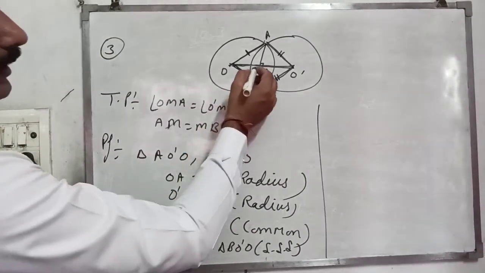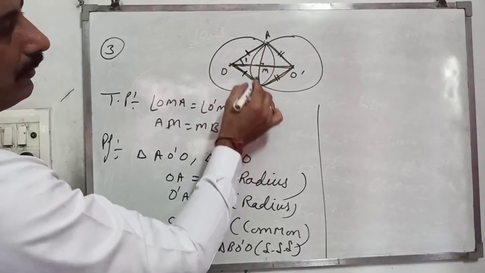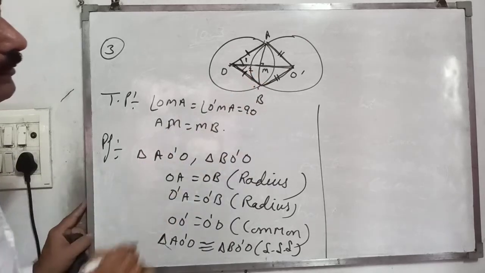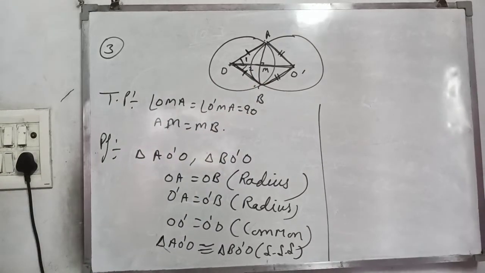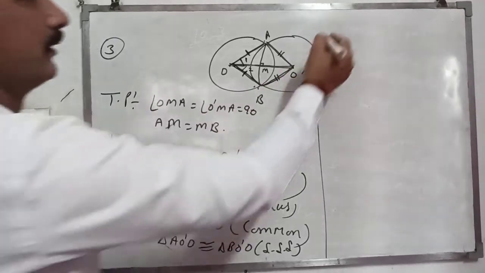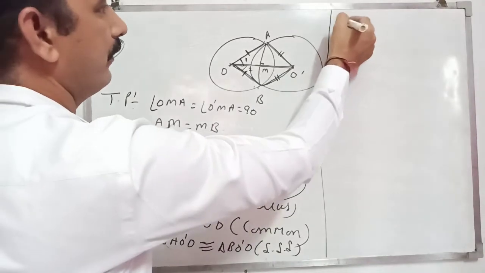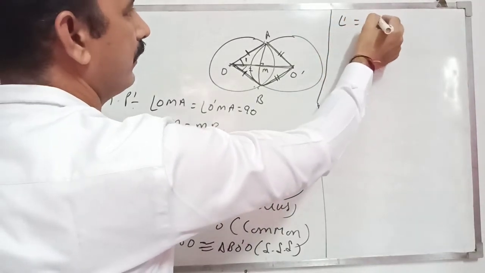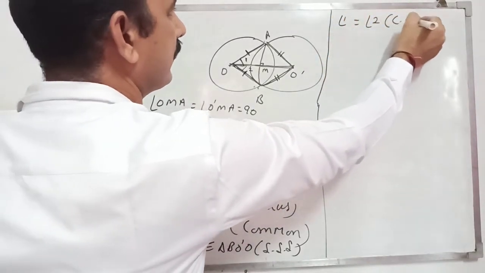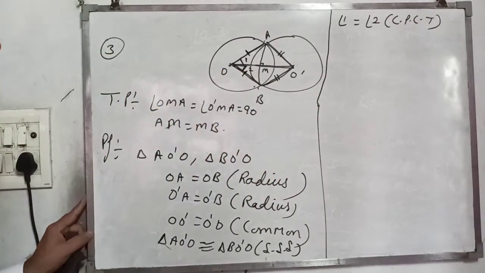So we can say that angle 1 is equal to angle 2 by CPCT. That angle, that one, is equal to angle 2, right?